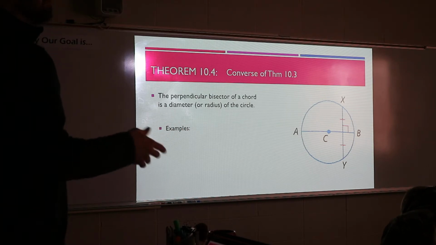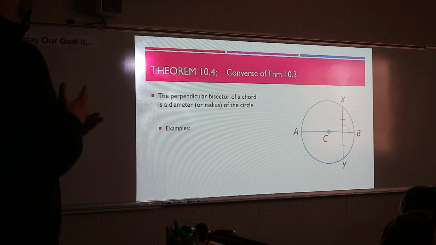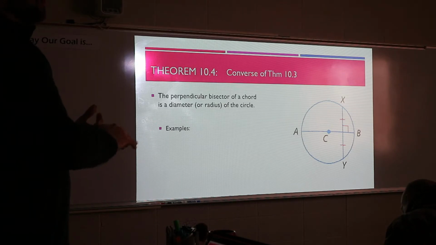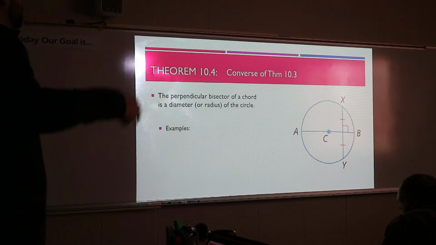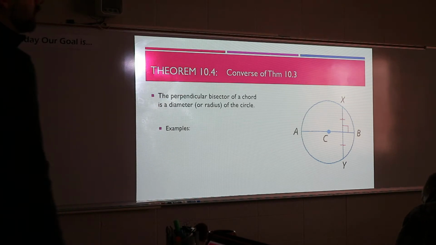The words we had yesterday is if you had a diameter that was perpendicular to a chord, it bisected the chord. Well, this one says if you have a perpendicular and a bisector, the only way that that works is if it is a diameter, so it is the converse.